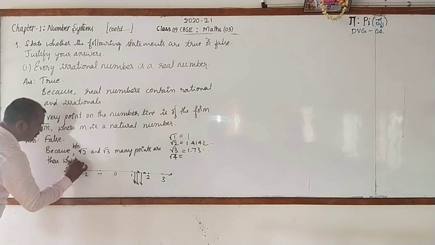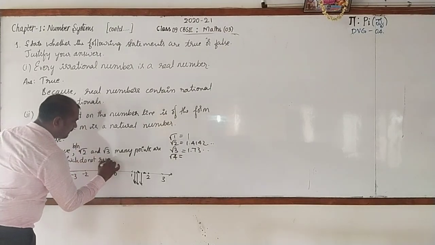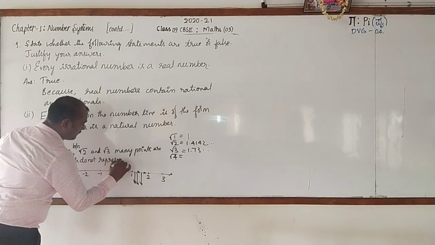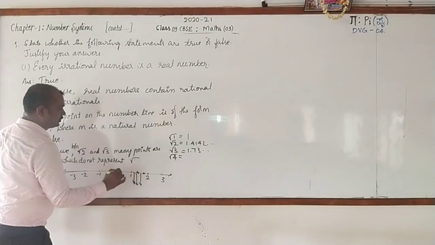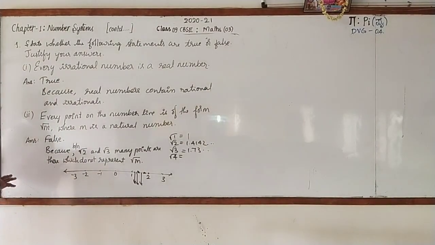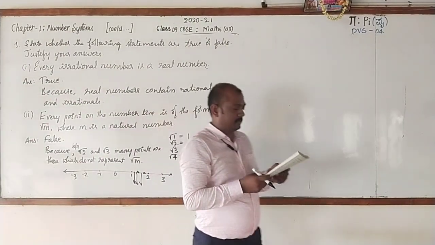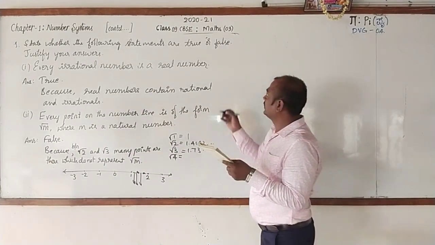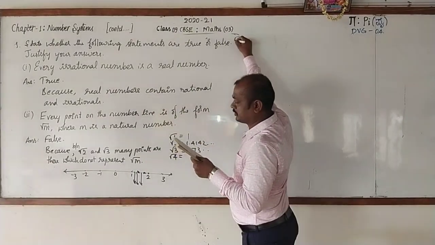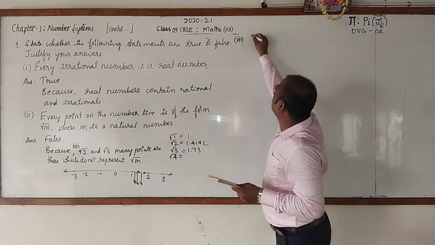Which do not represent root m. Got it? This is the justification for the second one. Now we'll move on to the third one. Third one is: every real number is an irrational number.